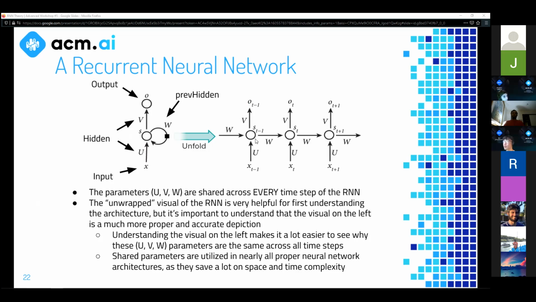So the W parameters tell you how we want to transform what we've remembered. U tells you how we want to transform the information that we're adding to our memory. And V tells you, from our memory, what we're actually going to output.